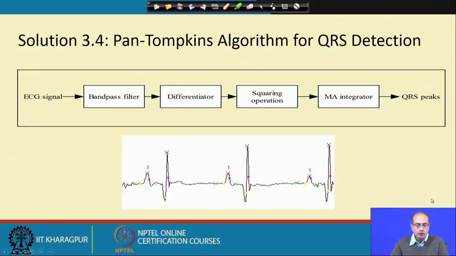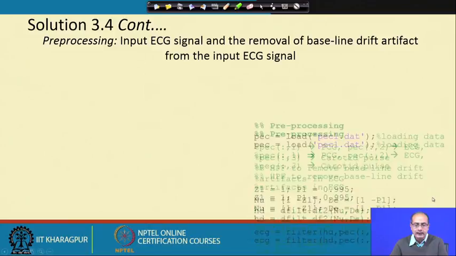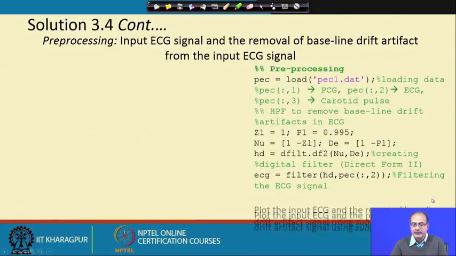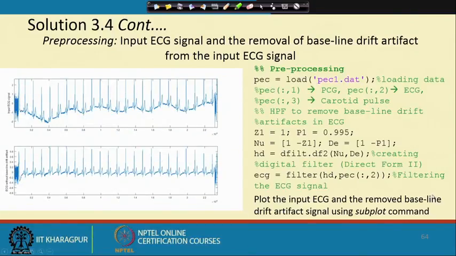What we have taken here is the block diagram of the Pan-Tompkins algorithm, where the band pass filter is there, followed by differentiator, squaring operation and the MA filter. And before we take up these things, we pre-process the ECG signal. We try to remove the baseline drift.